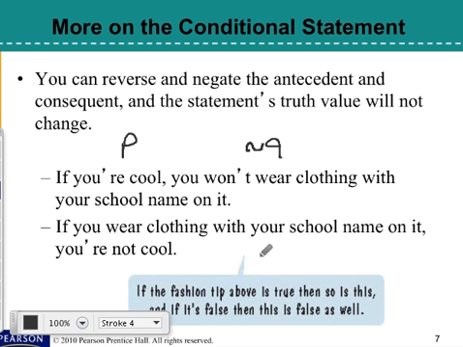Now let's turn them around. Let's do the contrapositive. But remember, we have to negate this, and then we have to negate that. Now, what's the same as not Q? That's just Q, and then not P. If you wear clothing with your school name on it, then you are what? Not cool. Those are actually equivalent statements. So just kind of run that through your mind and think about that a little bit, see if that makes sense to you. It should.